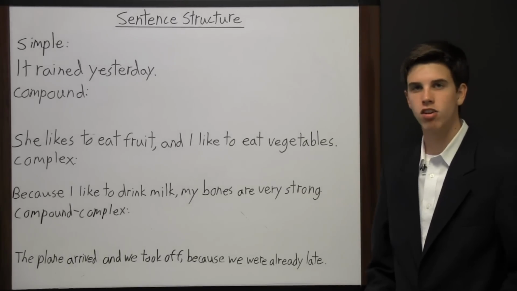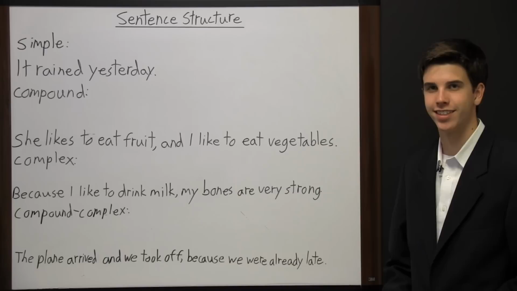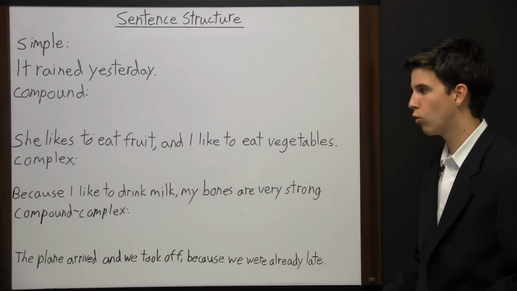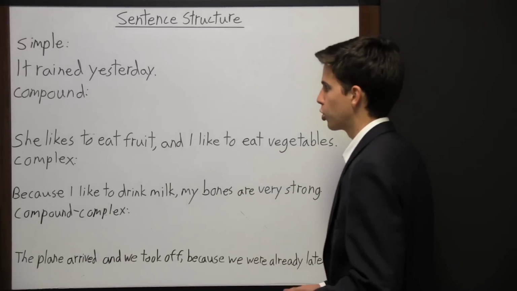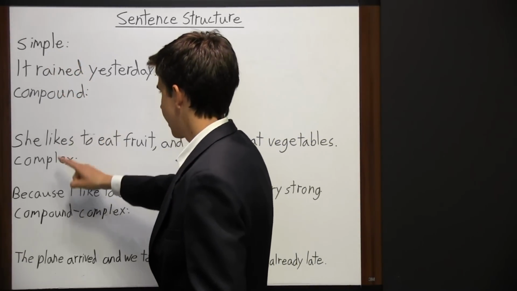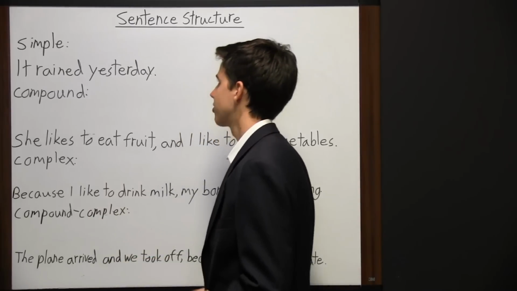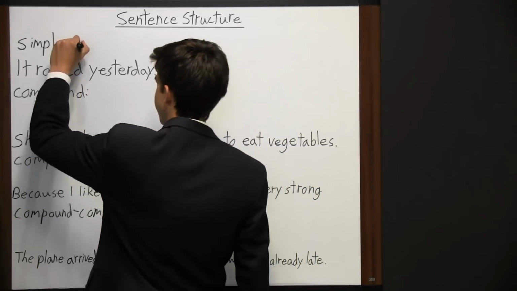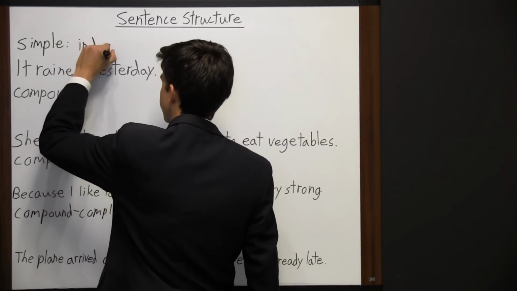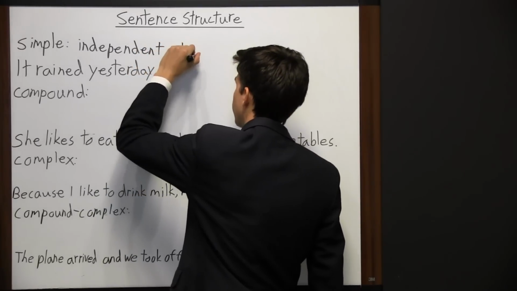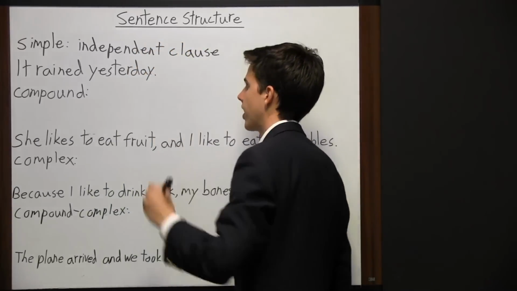ACT English: sentence structure. A sentence can be identified according to its structure. So the 4 different types of structures are simple sentence, compound sentence, complex sentence, and compound complex sentence. So a simple sentence is made up of just an independent clause. An independent clause is a clause that can stand by itself.